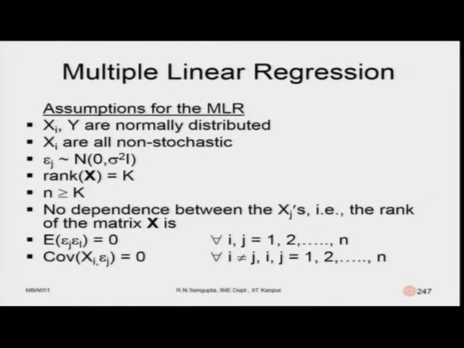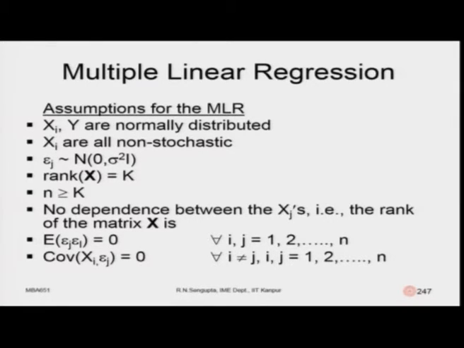Xi's are all non-stochastic. The error terms, if you remember, I did mention, have a mean value of 0 and a variance as given. So, this is sigma square I, where I is the identity matrix. The rank of x, which is the x matrix, is equal to k.